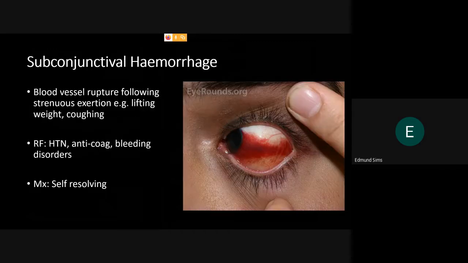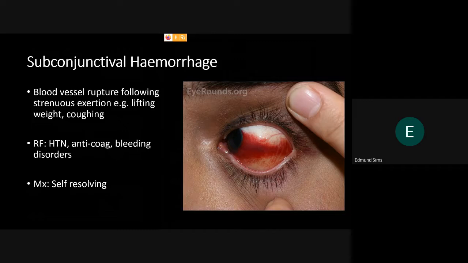Finally, subconjunctival hemorrhage. So it's normally a blood vessel rupture following strenuous exertion. A couple of you probably will have had it at some point. So typical history is, they were sneezing a lot or coughing, or they were lifting a weight, and then they woke up and noticed that their eye was a bit red.